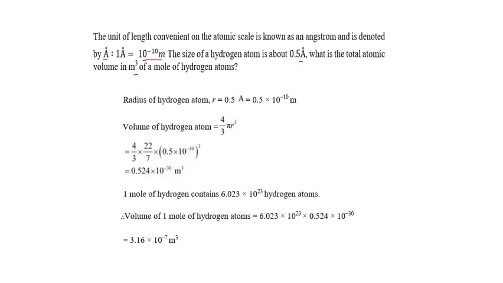See, radius of hydrogen atom R is 0.5 angstrom. The size of the hydrogen atom is given, and this is nothing but the radius. Consider the hydrogen atom in the shape of a sphere.